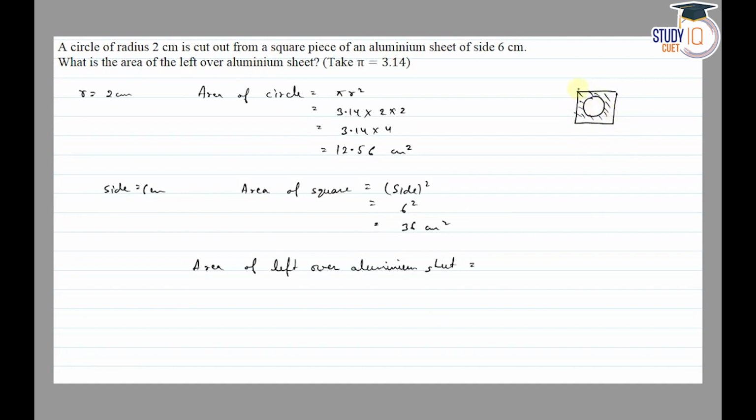सो ये हो जाएगा एरिया ऑफ स्क्वायर माइनस एरिया ऑफ सर्कल. सो 36 minus 12.56 is equal to 23.44 centimeter square.